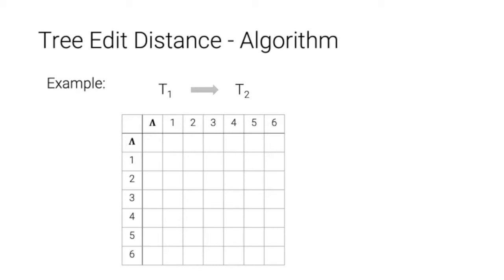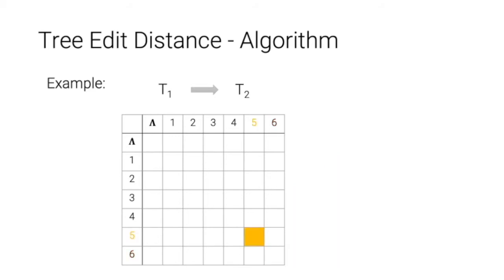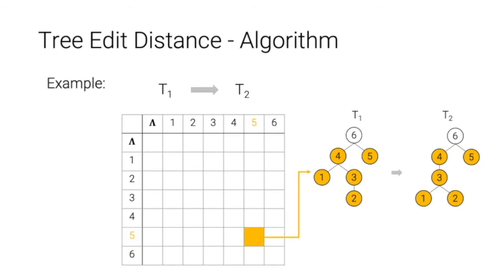So what does each of these cells represent? The red cell is the solution of our original question. What is the tree added distance between the two full trees? We define this as tree distance between nodes 1 to 6 of tree 1 and nodes 1 to 6 of tree 2. We could also write it as tree dist 6, 6, which means the same. But back to our subproblems. What does, for example, the yellow cell mean? It is the distance between nodes 1 to 5 of tree 1 and 1 to 5 of tree 2.